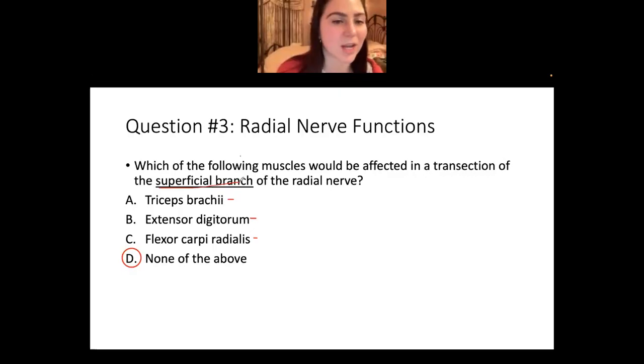This is a sensory branch. And a lot of the time the superficial branches are all sensory branches. So the median nerve has a superficial branch. The ulnar nerve has a superficial branch, and they're usually sensory.